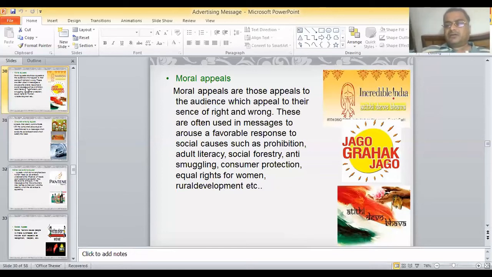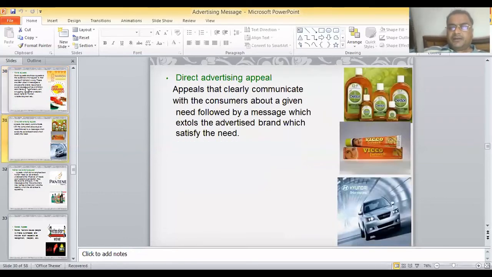Then Jago Grahak Jago is similarly a moral appeal wherein consumer awareness is spread, and then the Incredible India, wherein Amitabh Bachchan is endorsing the state of Gujarat and popularizing the tourism in Gujarat state, and likewise many other actors are doing it for different states. One more very popular ad is Hindustan Ka Dil Dekho, which is for Madhya Pradesh tourism.